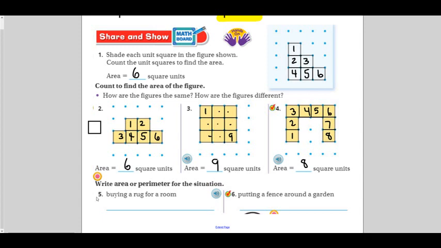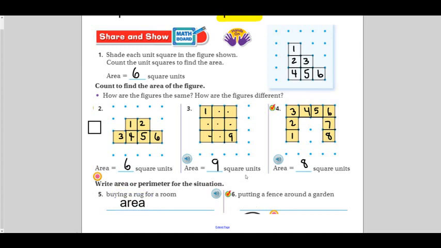So then we talk about the area or the perimeter. All right, so if we were wanting to think about buying a rug for a room, and let's just use number 3 right here, let's just say that that was a rug. We would want to be more concerned about the area that it covers, as opposed to whatever the perimeter is. So for number 5, that is going to be the area.